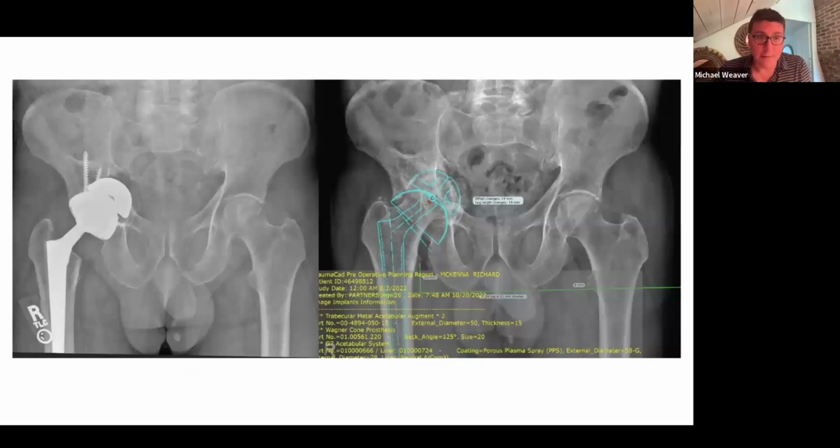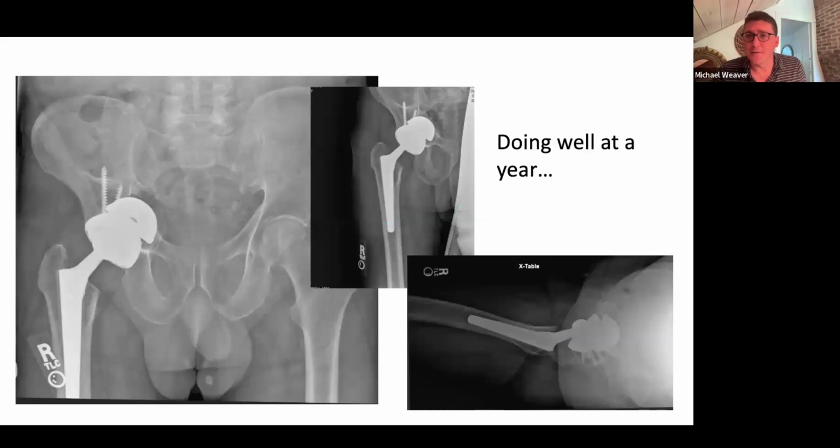So this is our final result with our PACU film next to our template. I think this just shows the power of templating. I was able to restore the hip center to where I wanted, and restore leg lengths and offset. So by templating a case and then executing that plan, I think you can get decent results. And this is a year later. He's doing okay. He has no hip pain, and he's back to chopping wood and doing all his normal activities.